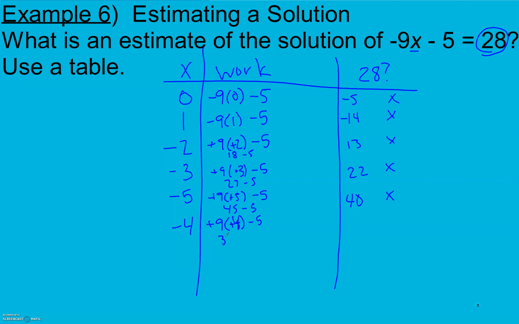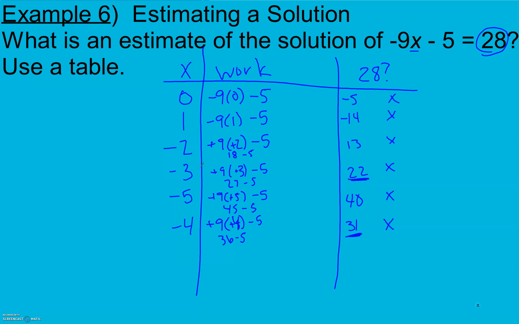Two negatives make a positive, 36 minus 5 makes 31. And I'm still not where I need to go. But I have consecutive x values, which means I've gone in order. 0, 1, and then I have negative 2, negative 3, negative 4, negative 5. So I've gone in order. There's nothing else to try in between there. So I know 22 is too small and 31 is too big.